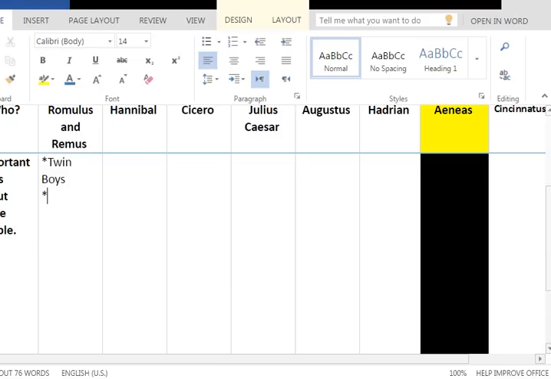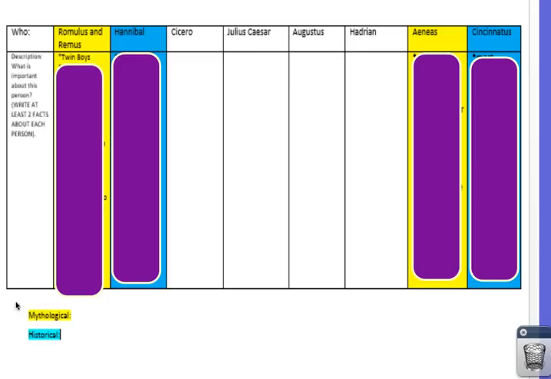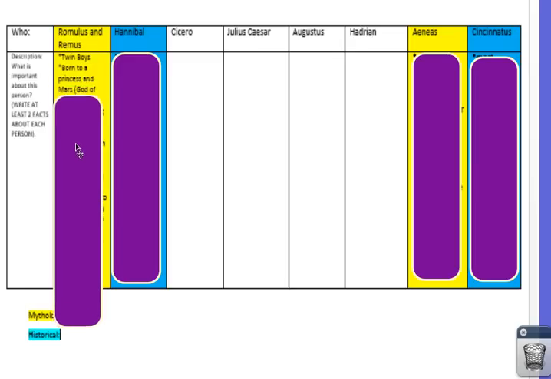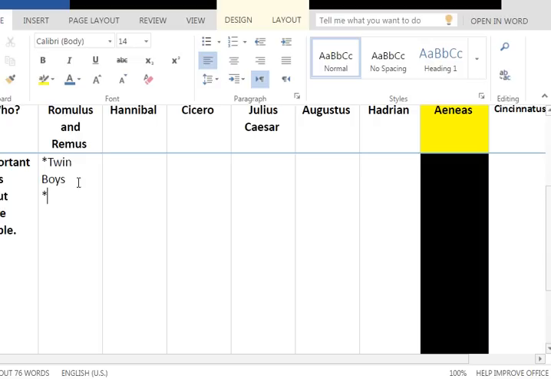Getting ready to put my next fact. I'm going to tell you a little bit of information that we did not read in the previous slide. These twin boys were born to a princess, and their father was supposedly Mars, the god of war. So we're going to go ahead and add that fact to our Romulus and Remus category. Born to a princess and Mars, the god of war. Alright, I have that fact. I'm ready for my next fact.